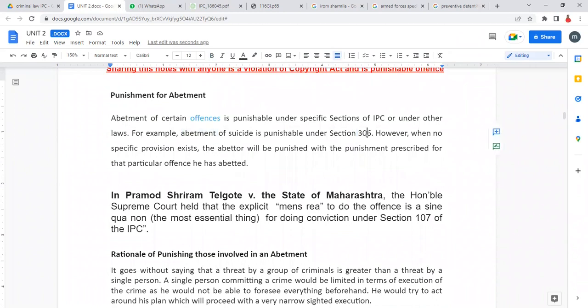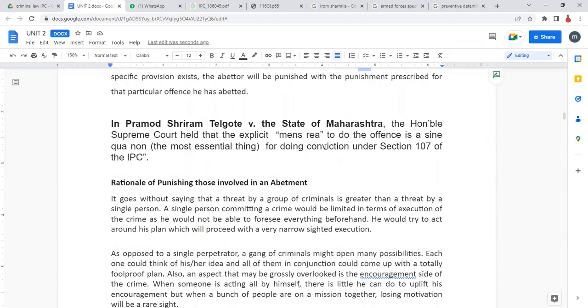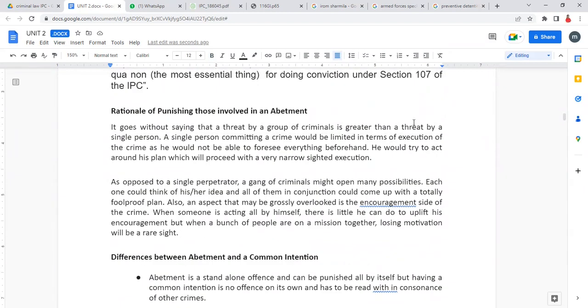Section 306 would be applicable. If otherwise a separate provision is there, we would try to apply the separate provision only. We want to punish the abettor because he has also contributed, right? Just because he did not commit the crime with his own hands, he cannot escape the punishment altogether. Also, one person committing a crime is less serious. More than one person committing a crime jointly is more serious, and there is more possibility that they would succeed. So it makes sense to punish the person who has abetted.